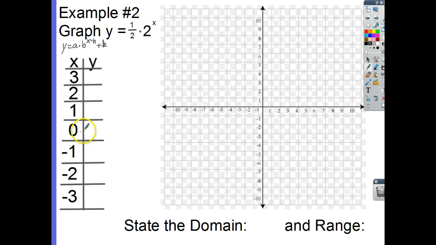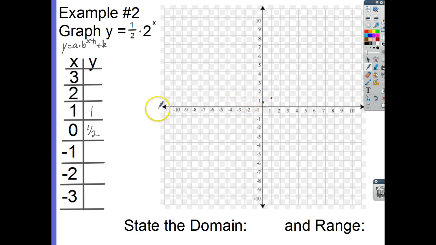All right, so we're going to take the exponent, set it equal to 0. So 2 to the 0 is 1, and 1 times 1/2 is 1/2. So we have the point (0, 1/2) in here, all right? Go ahead and put that point in. Let's put in 1. 2 to the first power is 2. 2 times 1/2 is 1. So we have the point (1, 1) after that.